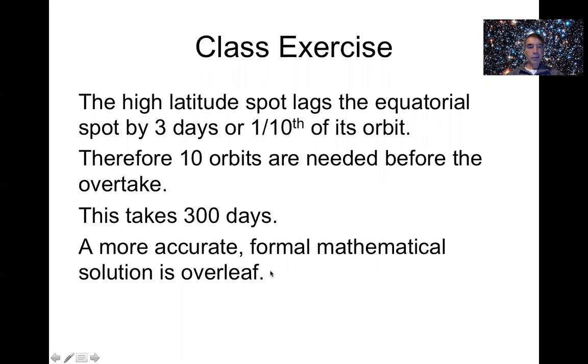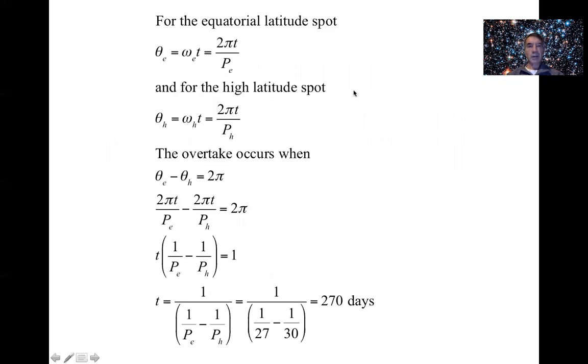If you want to be a bit more accurate and formal mathematically about it, you can use circular motion. I'm not going to go through this in any detail, but you can use circular motion equations here to, again, look at the idea of overtaking, and that gives you a more accurate answer of 270 days. Again, not too worried about the number here, it's the principle. So over the period of nearly a year or so, you can see that the sun is wrapping itself up because of this differential rotation.